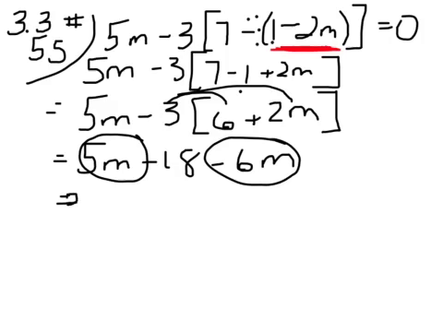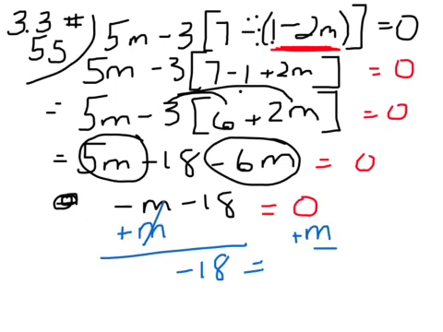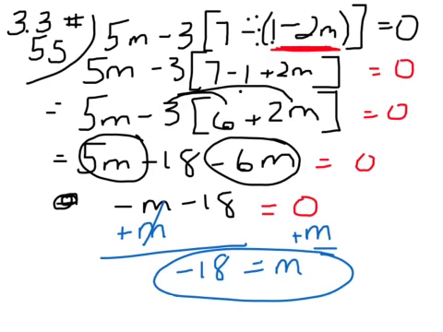5m minus 6m is -m minus 18, and what I haven't been carrying along because I've been so busy simplifying is this equals 0, so let me write it in. -m minus 18 equals 0. I can move either one of those terms, but you know what I like for my m to be positive? What if I move the m to the other side? -18 equals m. Look, I am done. So sometimes if the variable's negative, you can add it to both sides so that it ends up being positive, and you can save yourself some time that way.